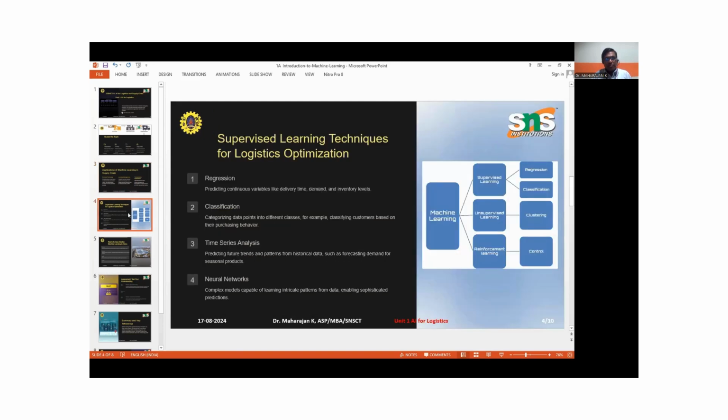Fine. Before we go into how artificial intelligence and machine learning are used in logistics, we need to understand the techniques. In machine learning, we have mainly two or three types. One is called supervised learning, the other is called unsupervised learning. We will see supervised learning first. Here the picture on the right shows machine learning: supervised, unsupervised, reinforcement learning. And we have different techniques for all of these, like regression, classification, and so on. We will see them in detail.